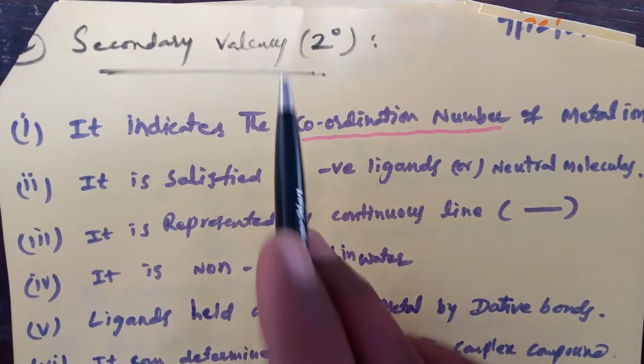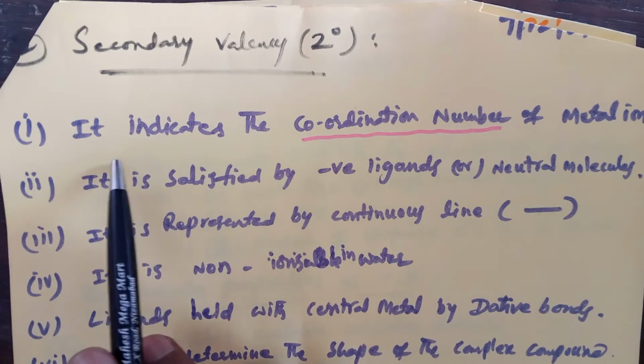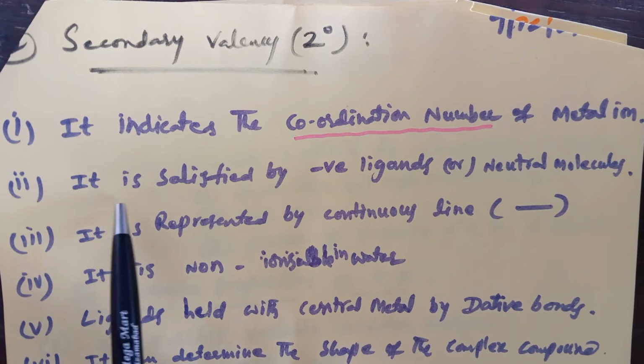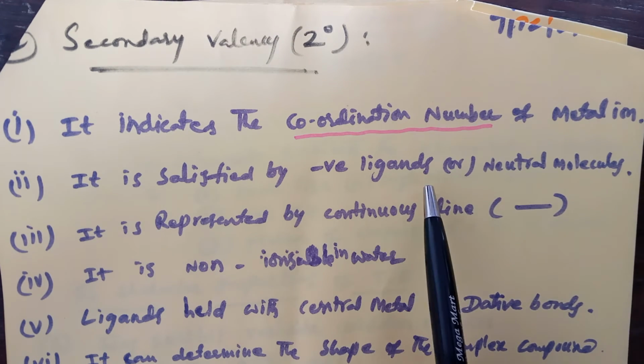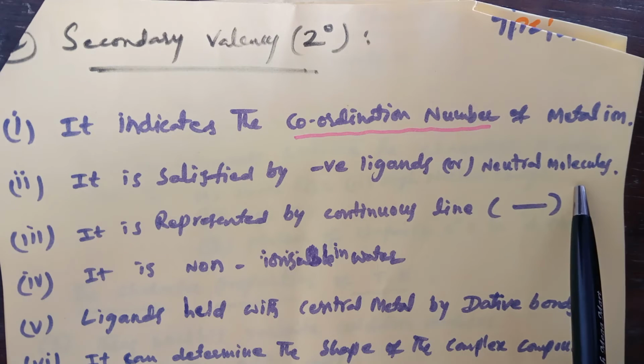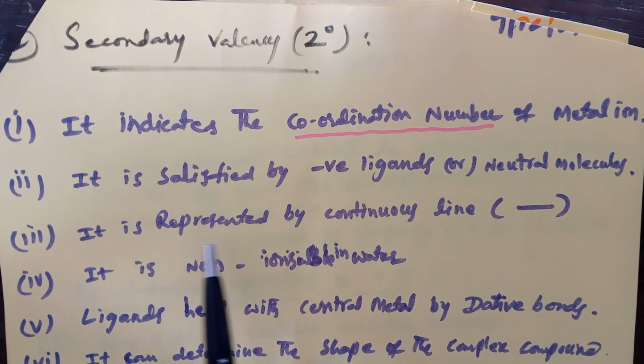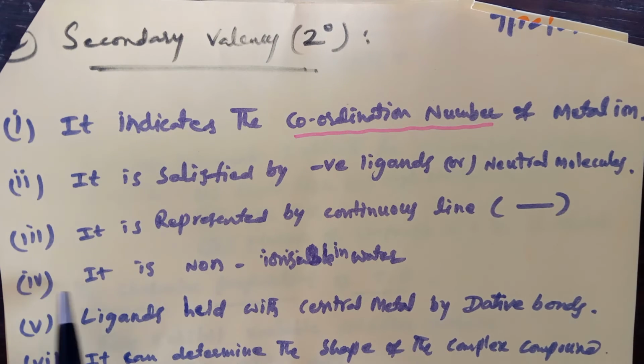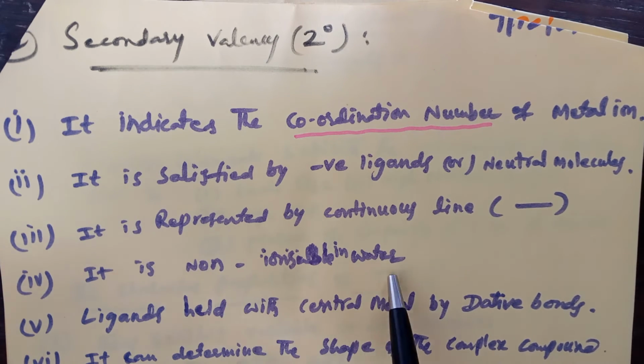About secondary valency, the first point is that it indicates the coordination number of the metal ion. Second point, it is satisfied by negative ligands or neutral molecules. Third point, it is represented by a continuous line or dash. Fourth point, it is non-ionizable in water.